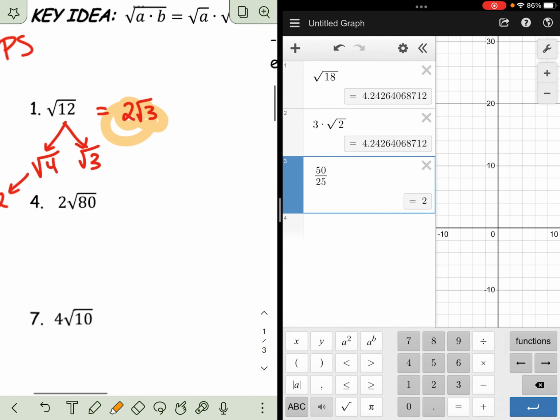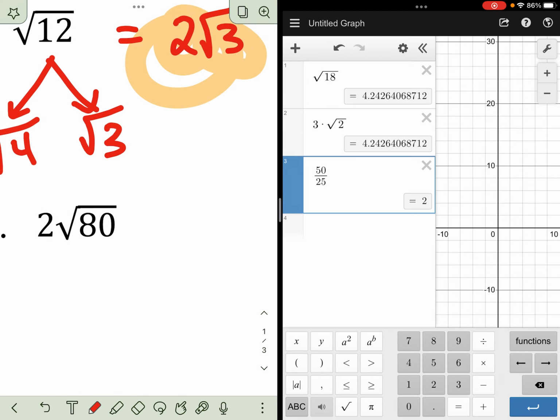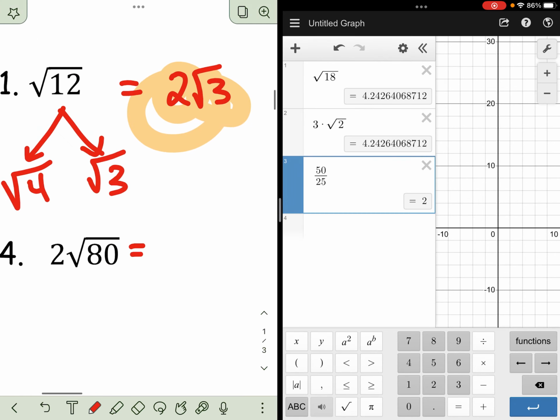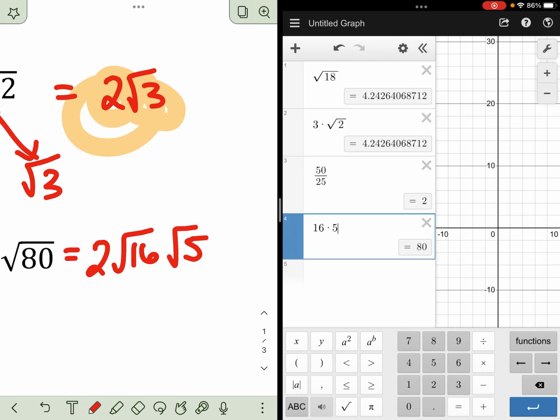Okay, 2 radical 80, well that would be 16 and 5. And I'm going to write this one sideways. It's okay if you do the factor tree like we did in the first 3, or if you do it this way. So 2 radical 16 times radical 5. Because 16 times 5 gives you 80, right?